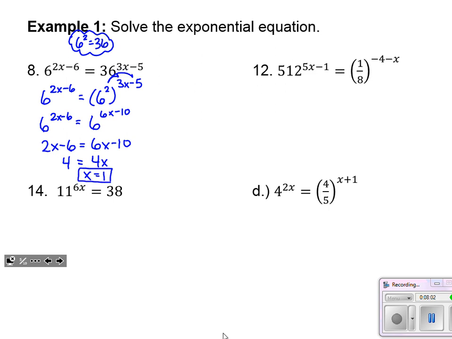Okay, and I'll go back and plug that in. 6 to the 2 minus 6, that's 6 to the negative first. Does that equal 36 to the negative second? Yes, it does. We can run through a quick check in our calculator if need be. But we very quickly get to the answer if we are able to set up common bases.